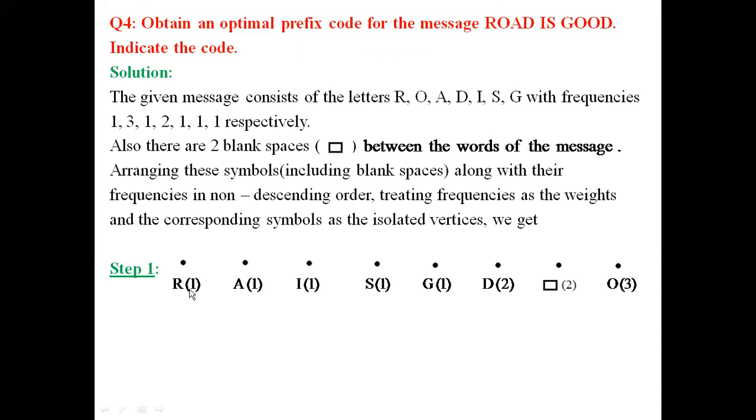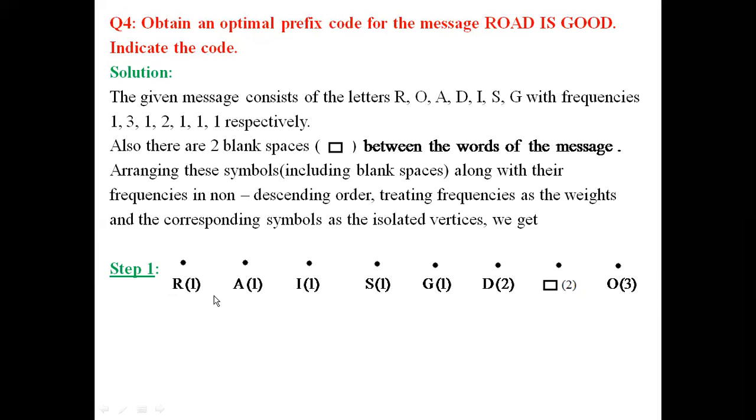So this is how we can have R, A, I, S, G with weight 1. I took R first, followed by A, I, S, and then G. It is not compulsory that you take R first and then A, I next like that. If we shuffle this, obviously we will get a different tree. So it depends on the way we choose to get the optimal tree. Hence the optimal tree is not unique, and that is the reason the optimal code is also not unique. Then D and space have the weight 2, written next in non-descending order, followed by O, which has weight 3.